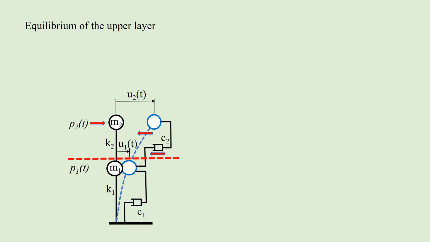In order to formulate the dynamic equations of this 2DOF, it is cut just above M1. For the upper layer, we have the external force P2, the restoring force minus K2(U2 minus U1), and the damping force minus C2(U2 dot minus U1 dot). So the equilibrium of the upper layer is obtained by equation 9.